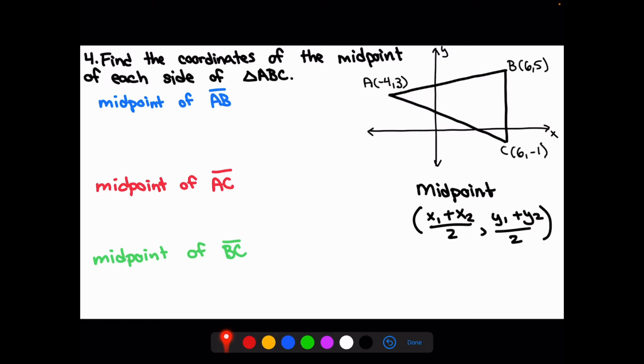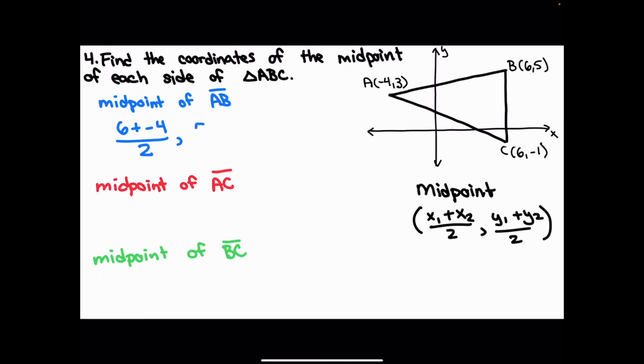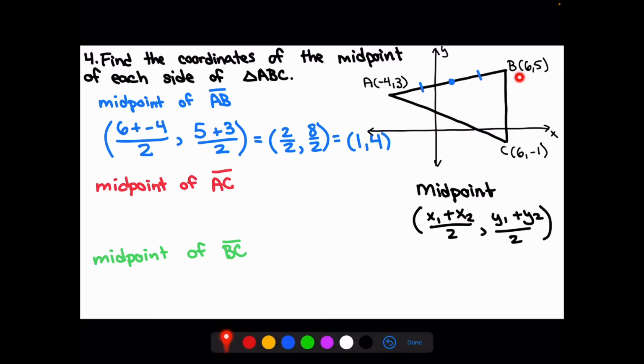So for segment AB, we go ahead and we write this out as x1 plus x2, or 6 plus negative 4, over 2. And then we have y1 plus y2 divided by 2. So 5 plus 3 divided by 2. Well, that'll give me 2 over 2, which is 1, and 8 over 2, which is 4. So my midpoint is at 1, 4.